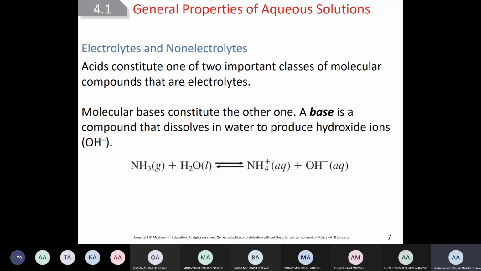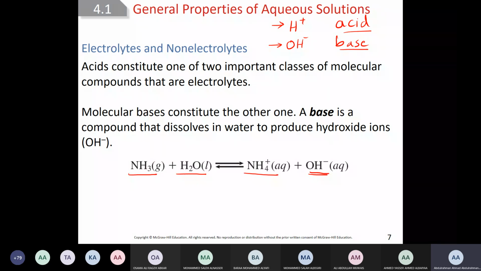Also, anything that produces H+ is called what? Acid. Anything that produces OH- is called what? Base. Anything that produces H+ is called acid; we took this in chapter 2. OH-, we did not talk about it, but anything that produces OH- is called base. That's why NH3 reacts with water to make NH4+ and OH-.